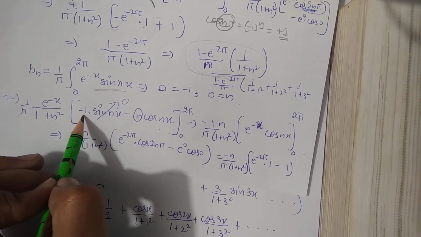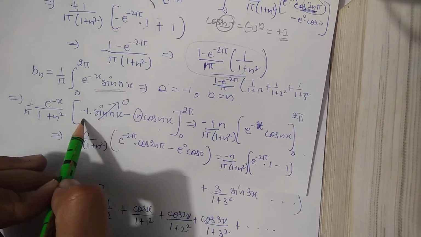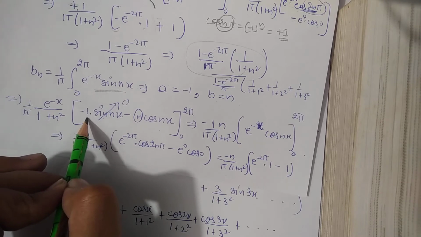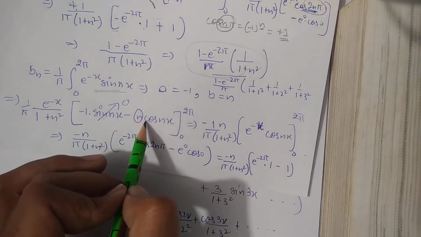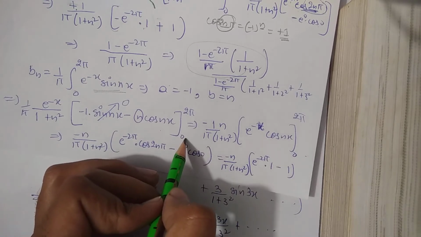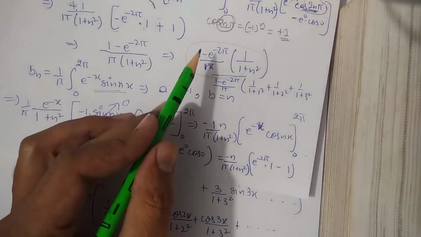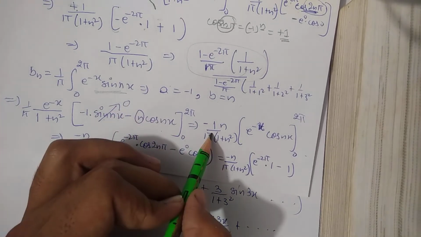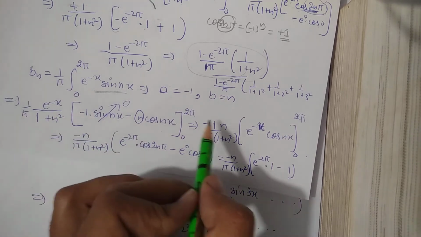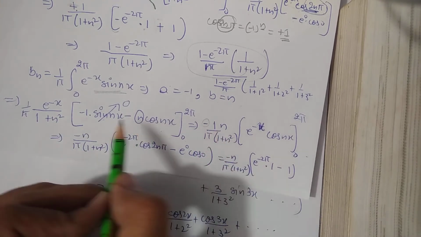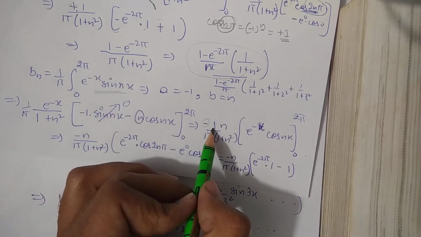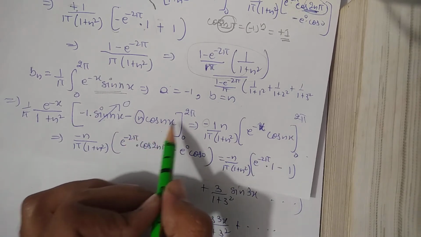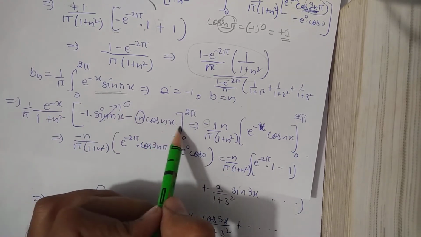Now that value will be a sin bx minus b cos bx. As a is minus 1, I will put it over there: minus 1 sin nx minus n cos nx. Now putting the limits from 0 to 2 pi. As earlier, sin n pi will be 0, and here n cos nx will remain. Then this minus will come outside, and minus 1 and n I am also going to take outside. Then minus n divided by pi into 1 plus n square, and inside e power minus x dot cos nx will remain.